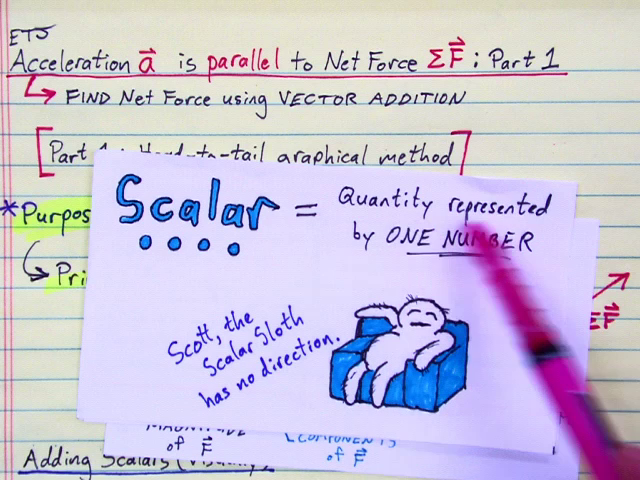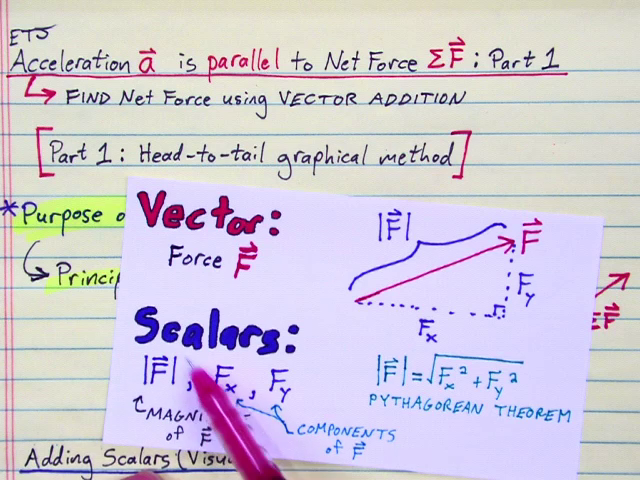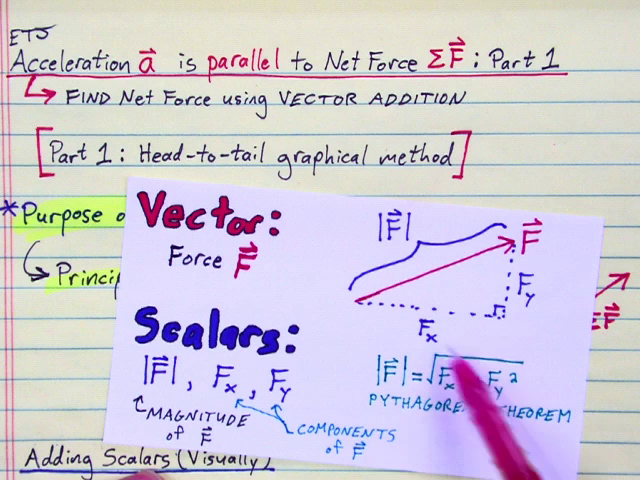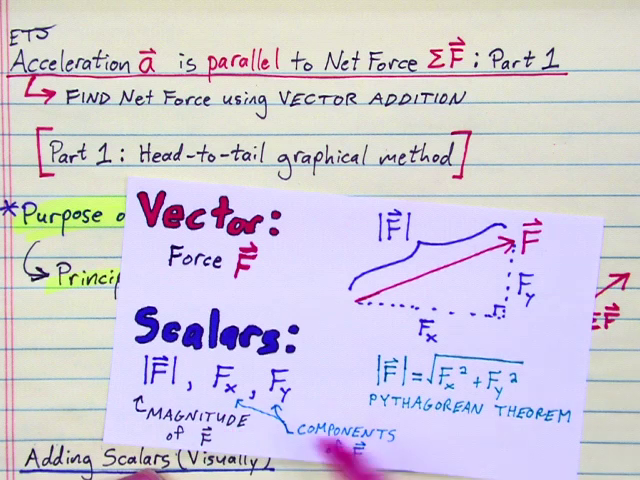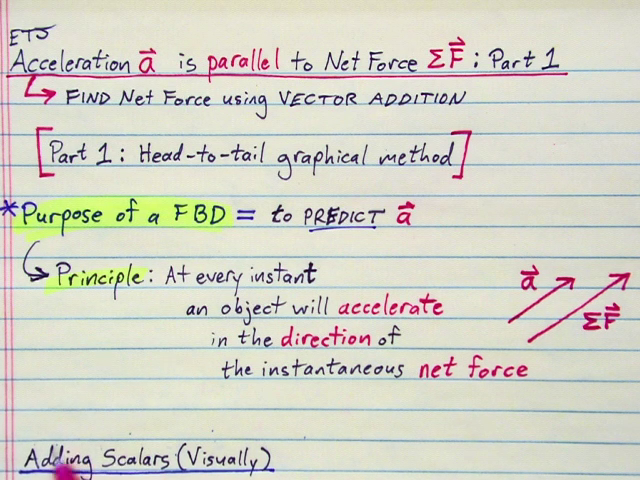A scalar is a quantity represented by just one number. So the components are scalars. The magnitude of the force is also a scalar. Magnitude can be found from the components using the Pythagorean theorem. So these are scalars, individual numbers, but the components together, that collection, gives us our whole vector. To figure out how to add vectors, let's first think of something you know how to do: add scalars.